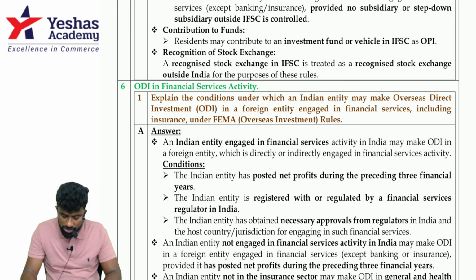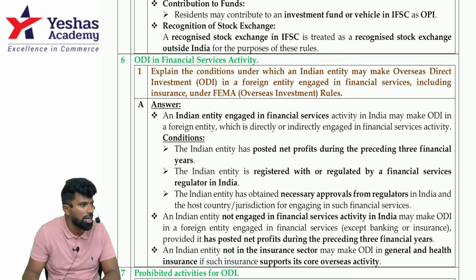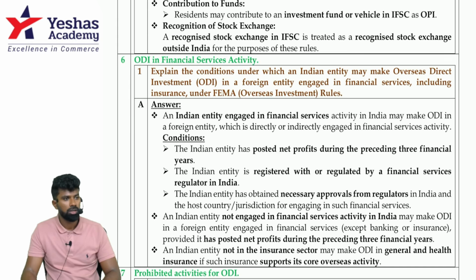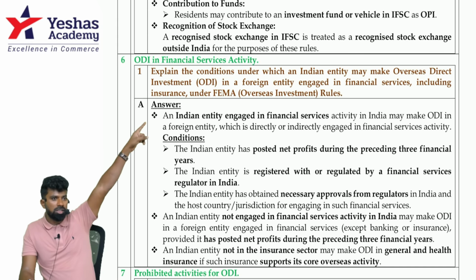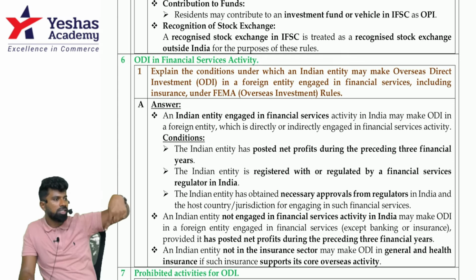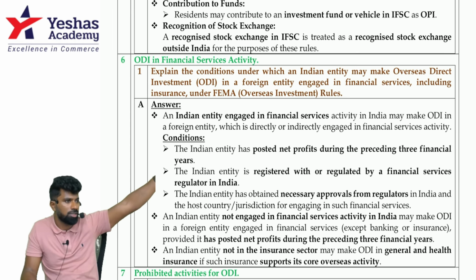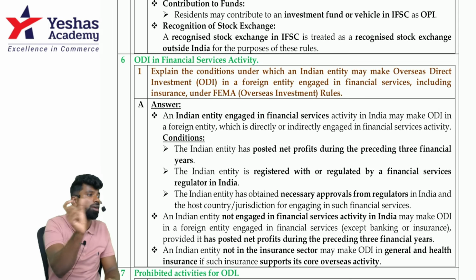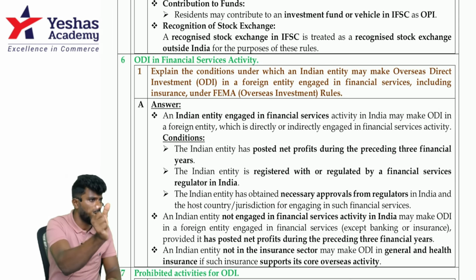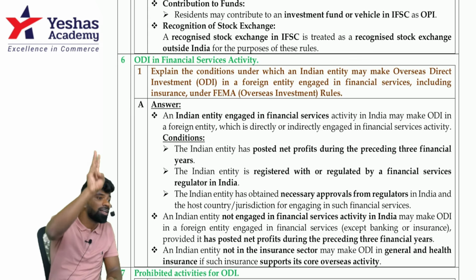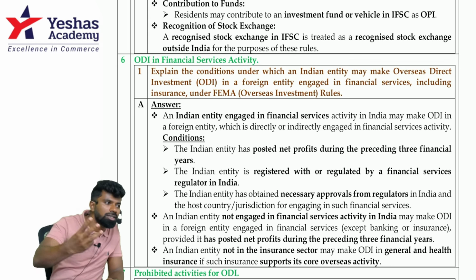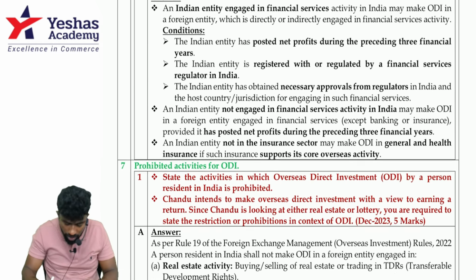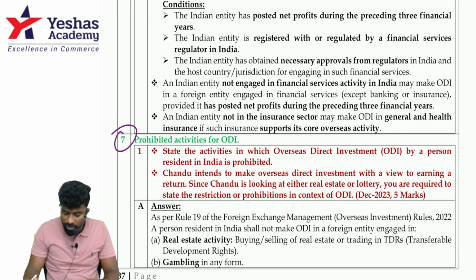ODI in what activities? Financial service activities. Only if you're engaged in what activities? Financial service activities. Correct, right? Provided you have a what? Proven track record of profit. In the preceding how many years? 3 years. Next one. Prohibited activities for ODI.